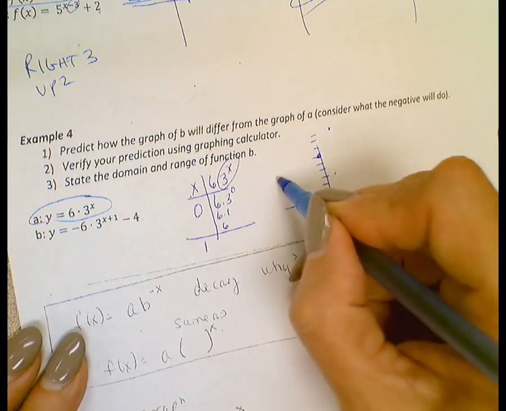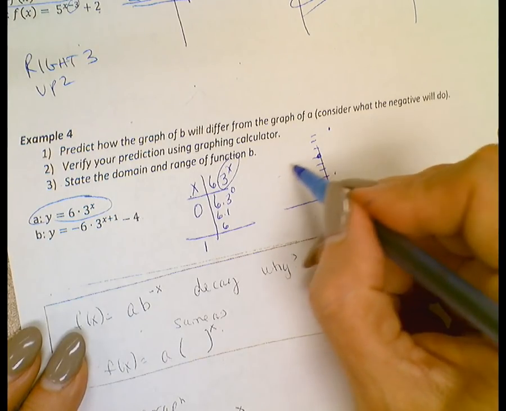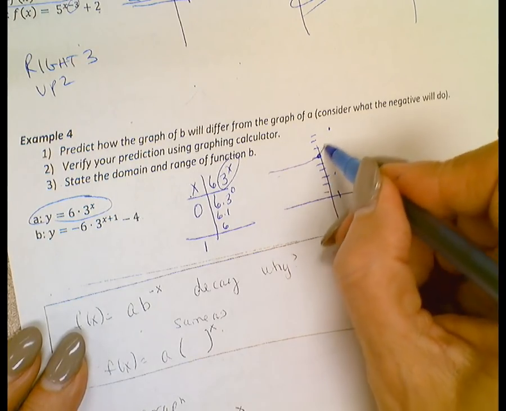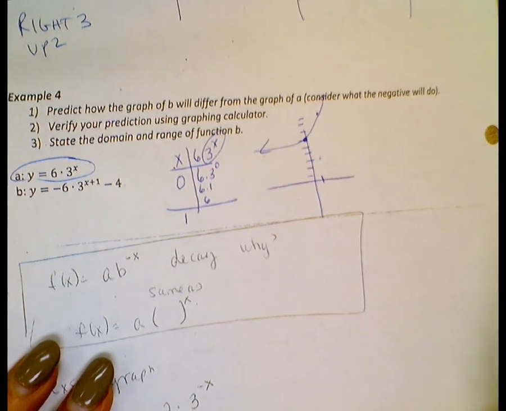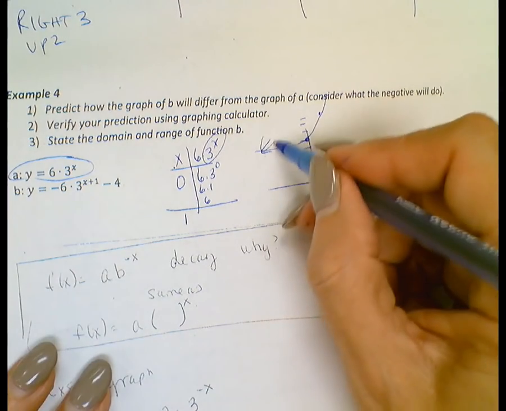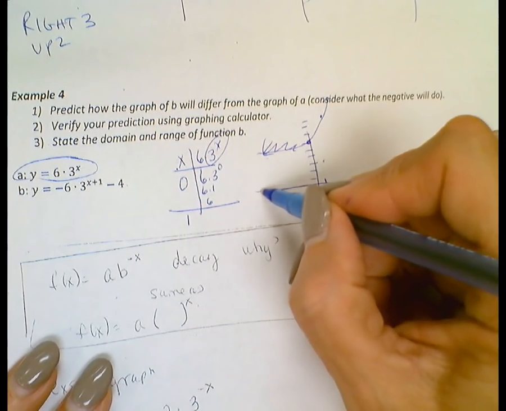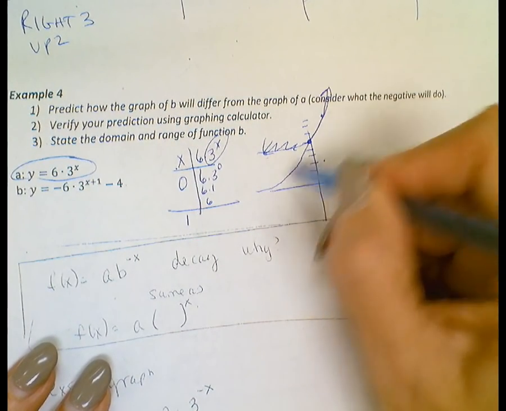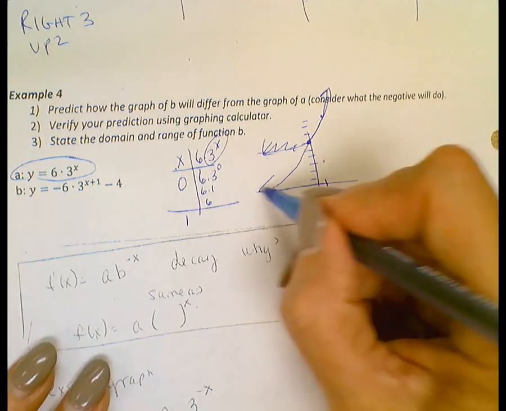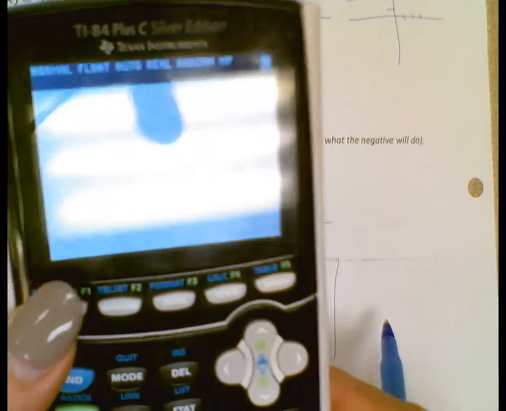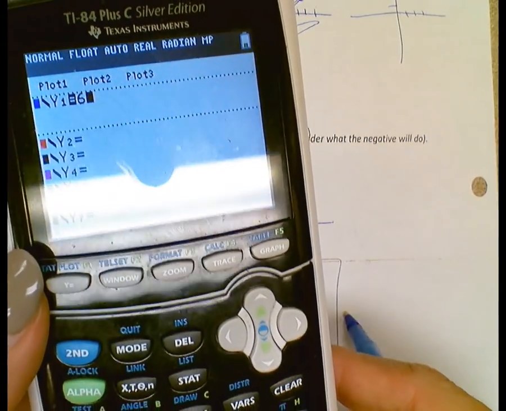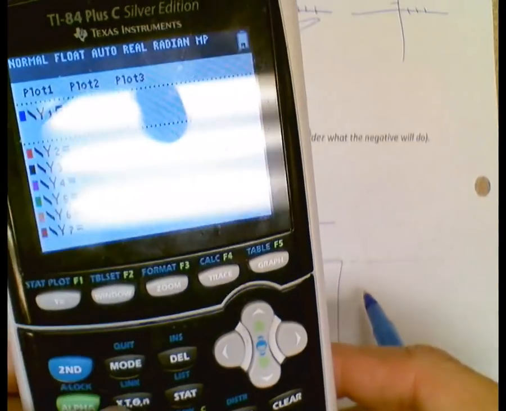Keep in mind that this looks something like that. Oh, that is just totally wrong. Forget what I'm saying here. This goes up like this. The horizontal asymptote is still 0. Yikes. I'm going to graph that for you just so you can see. 6 times 3 to the x.